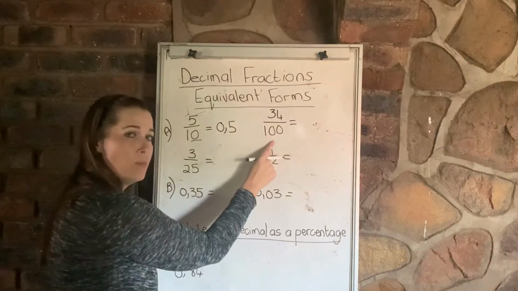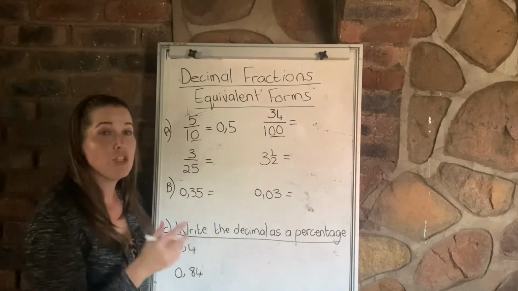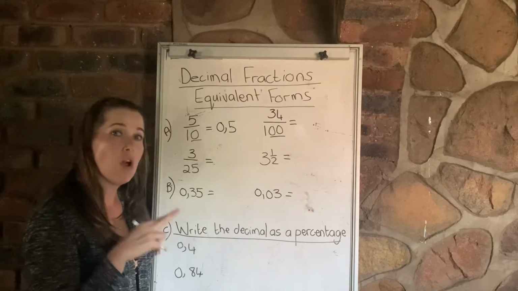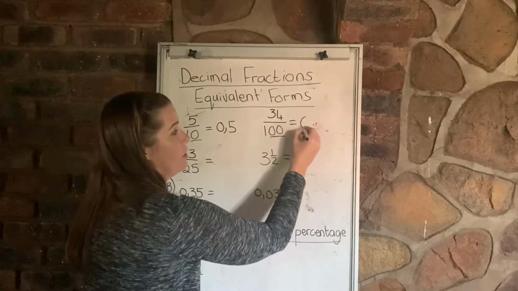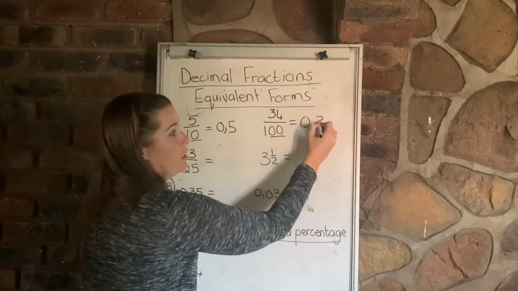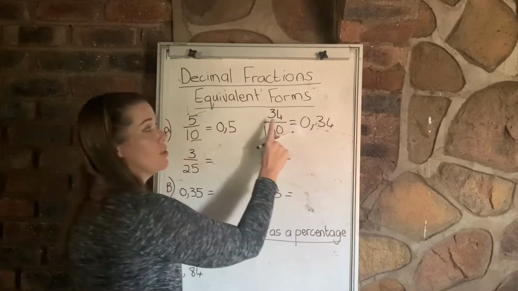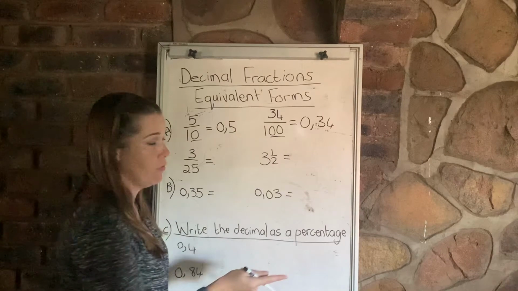If you look at the next one, there are 2 zeros in the denominator. So you need two digits after the comma. Because it is less than 1, you will put 0, comma, you need two digits, so it'll be 34. So 34/100 is the same as 0,34.